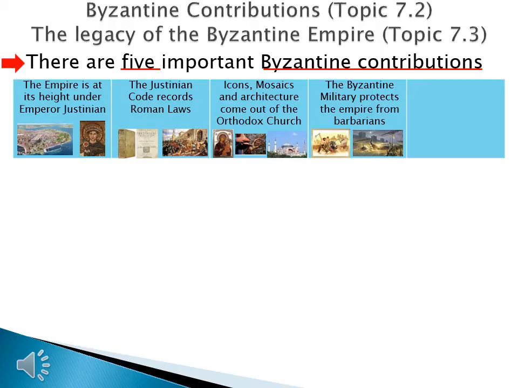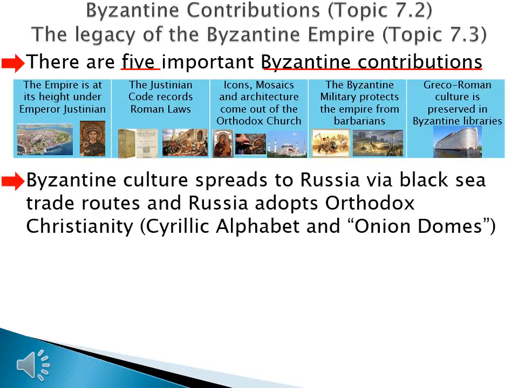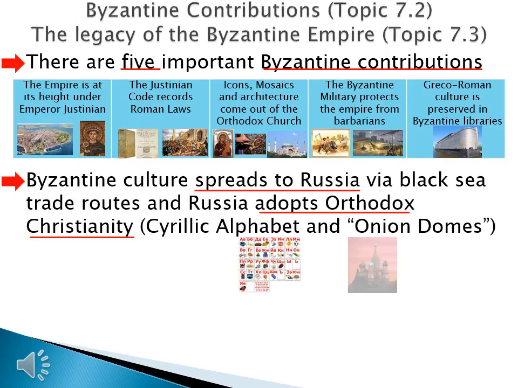And the Byzantine military protects the empire from barbarians using things like Greek fire. Finally, Greco-Roman culture is preserved in Byzantine libraries. Also, Byzantine culture spreads to Russia via Black Sea trade routes, and Russia adopts Orthodox Christianity. So we see things like the Cyrillic alphabet and the onion domes on Russian Orthodox churches.